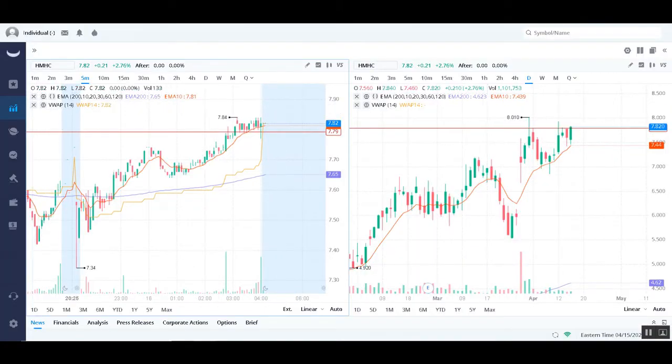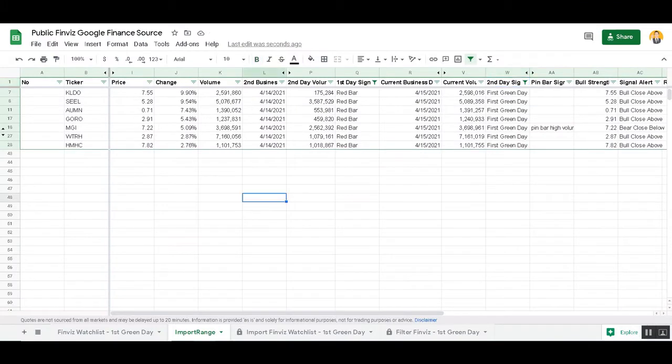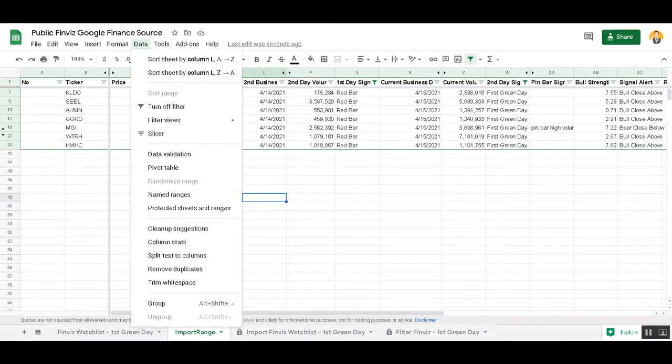So what Google Sheets allows you to do is create a saved filtered view that you already prepared in advance. What we do is go to filter views and create new filter view.